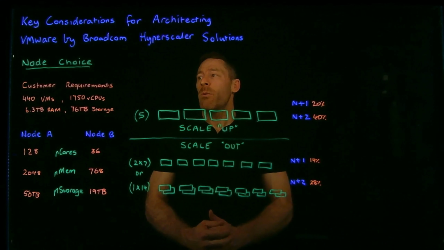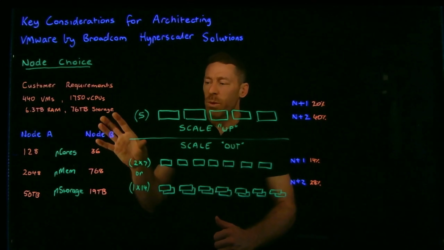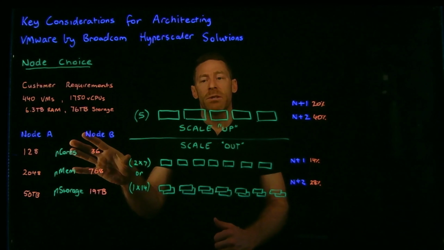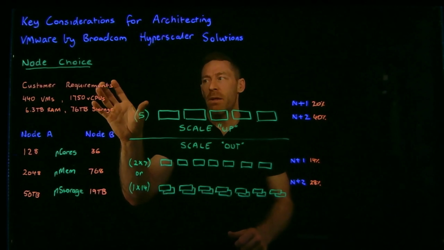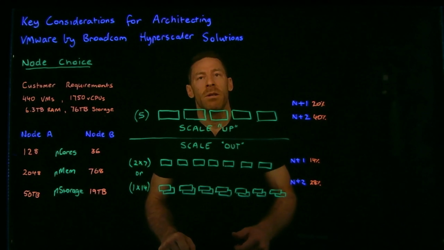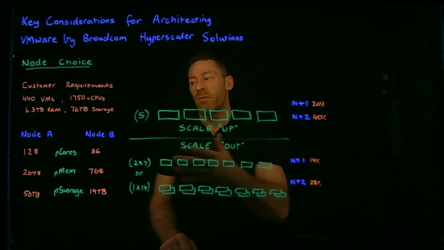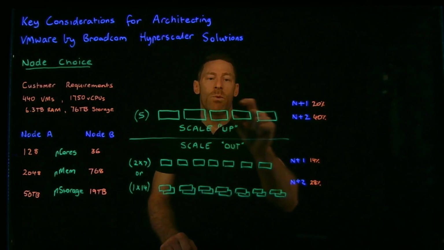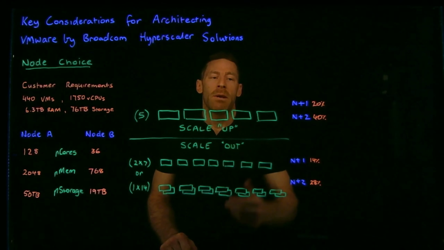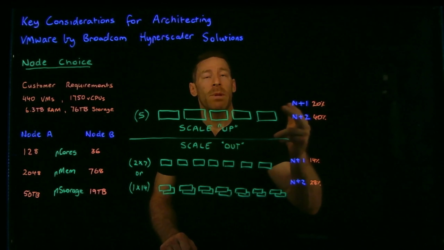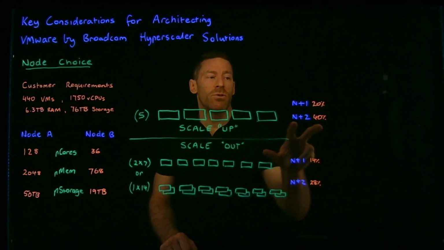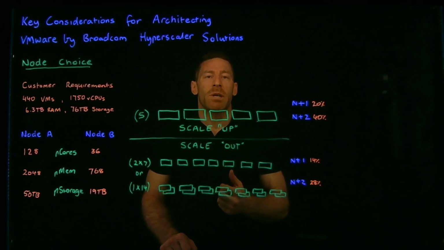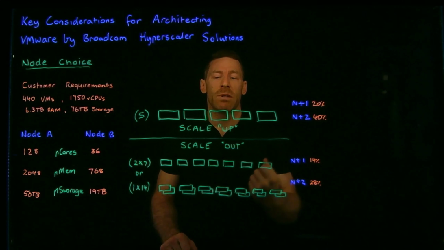Okay, so now we've looked through our customer requirements, we've checked out our different node choices. Now let's talk about the cluster sizes that have resulted from the requirements and the node choice. So from a scale up perspective, if we're using node A, we need 5 nodes in the cluster, and this cluster would support n+1. It's not sized for n+2, but if we did need n+2, we'd be losing roughly 40% of those resources for resiliency.